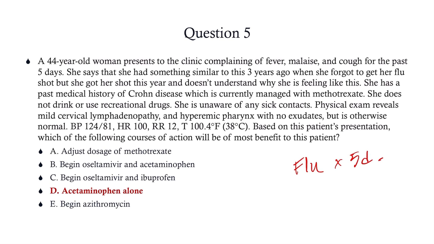All right. Now, when can we use an antiviral for the flu? It needs to be within 2 days of symptom onset. So she cannot receive, well, she can, but it's not going to be of any benefit to her to receive an antiviral like Tamiflu or oseltamivir. And there are other drugs, but we'll just say oseltamivir here. So it's not going to be any benefit. So B and C are out. Methotrexate, you can adjust it, but it does not cause the flu. So that is out. And azithromycin would be a great drug to give if she had strep throat, which she does not. She does not fit the criteria for strep throat, so that is out.